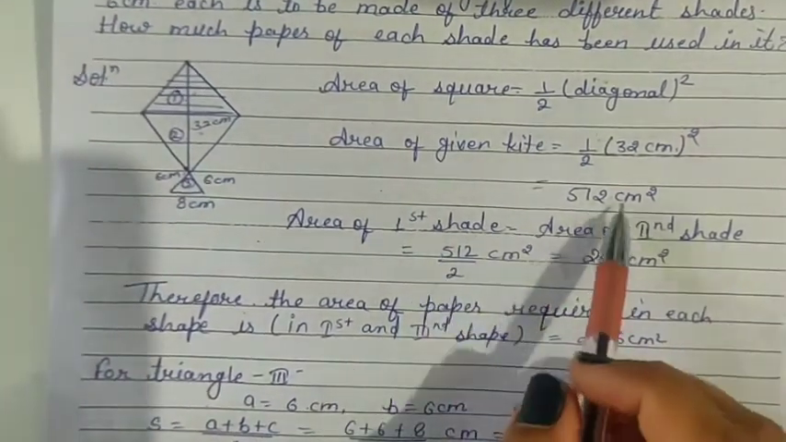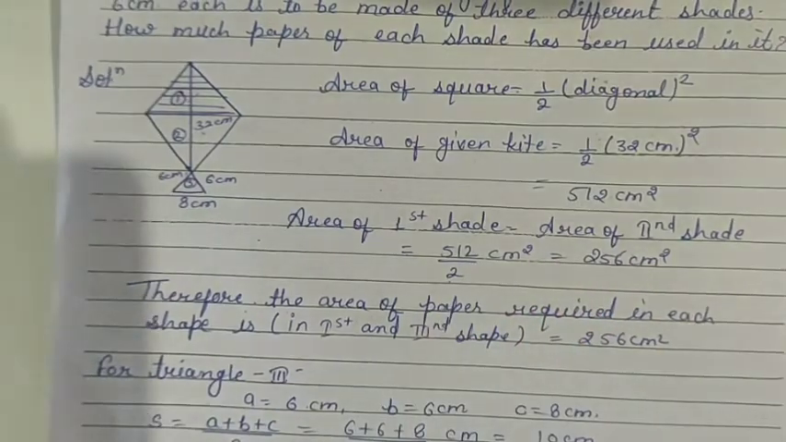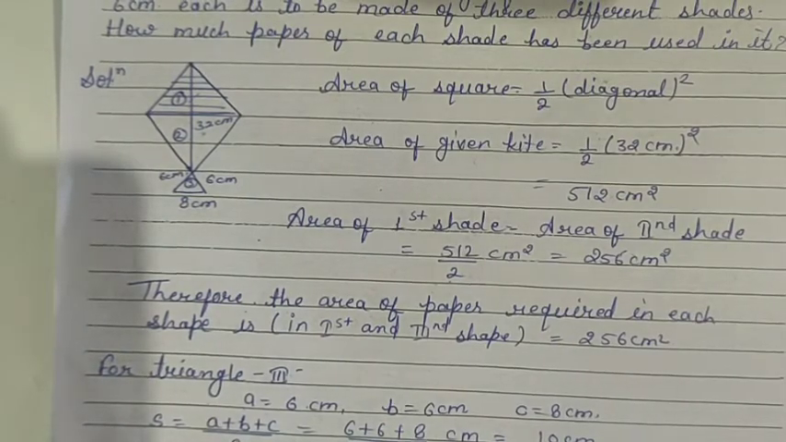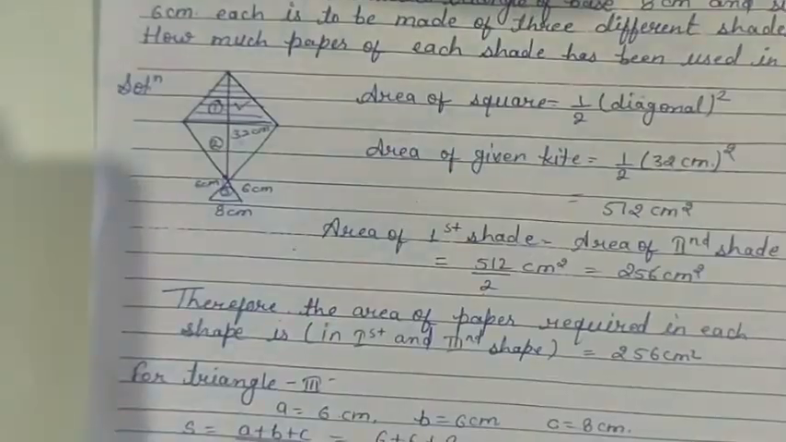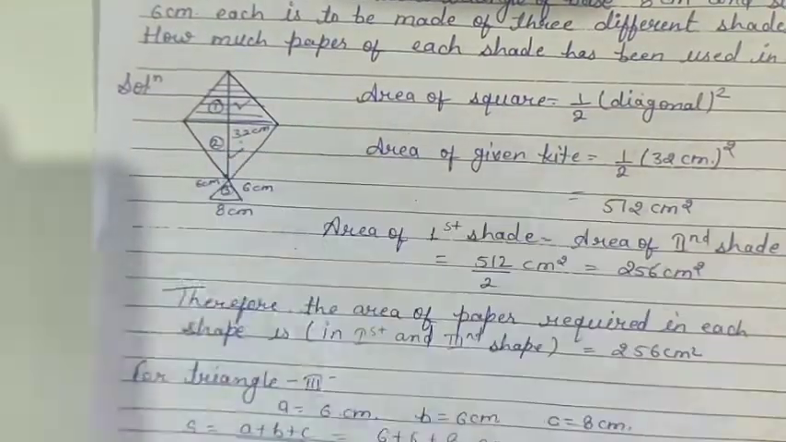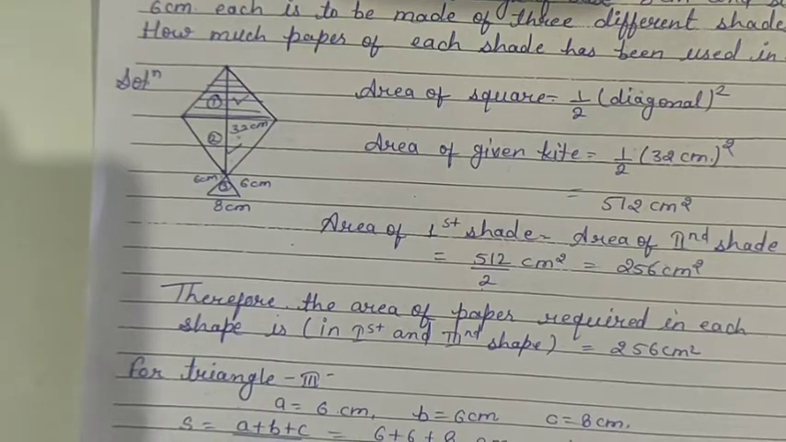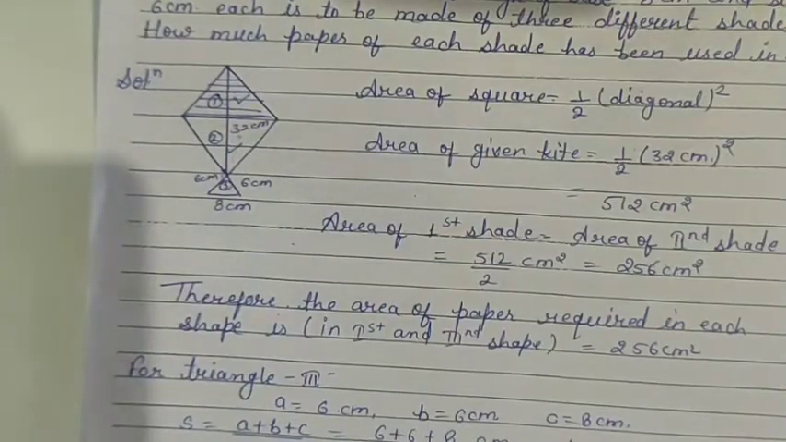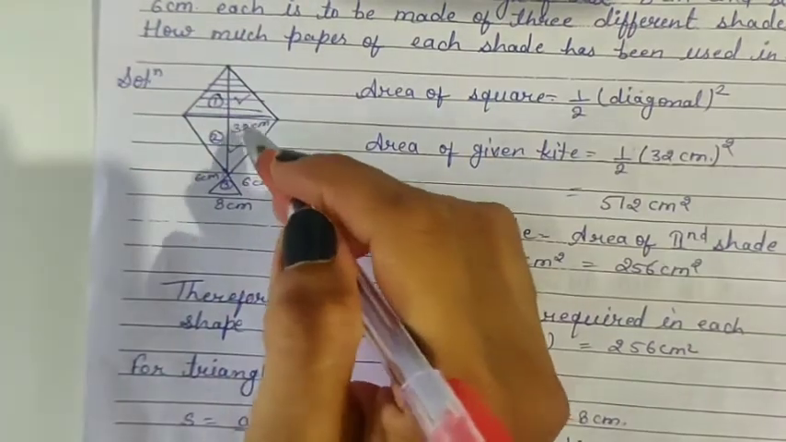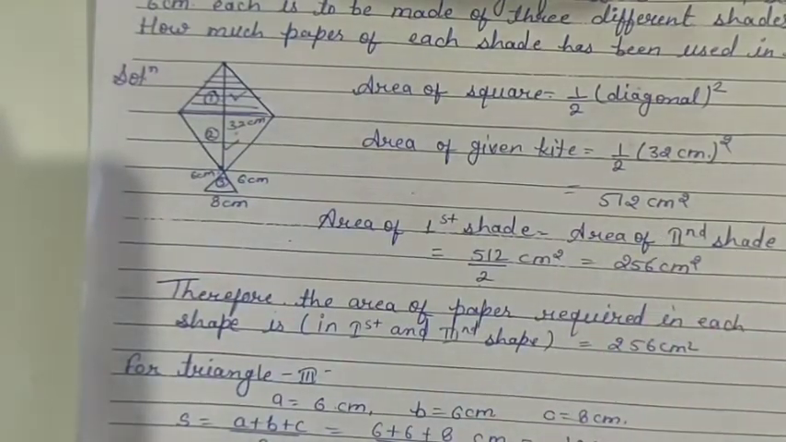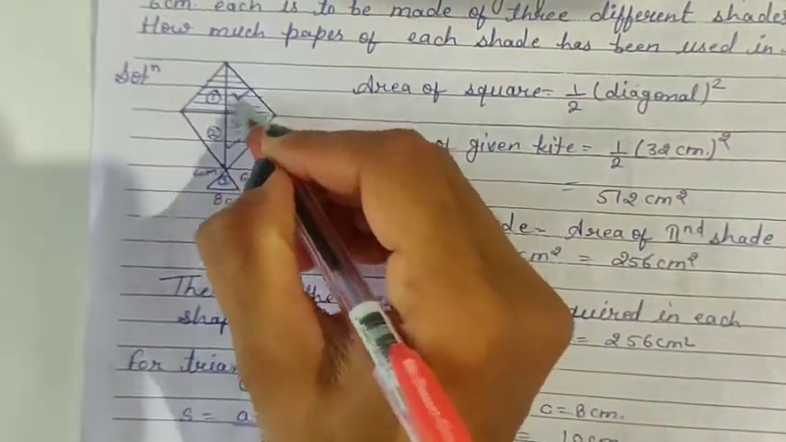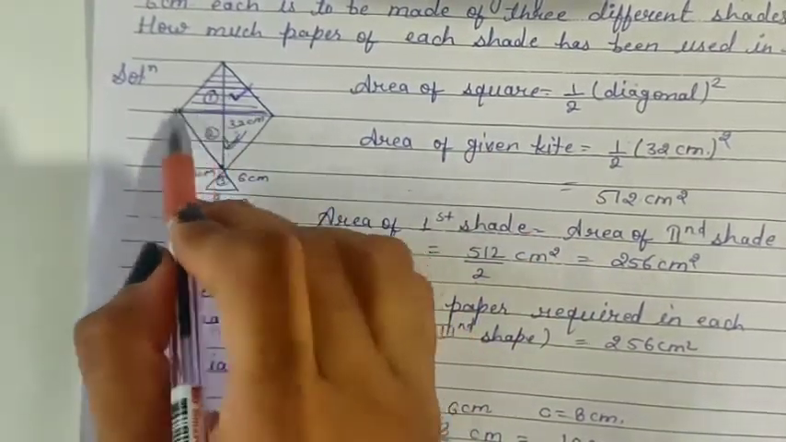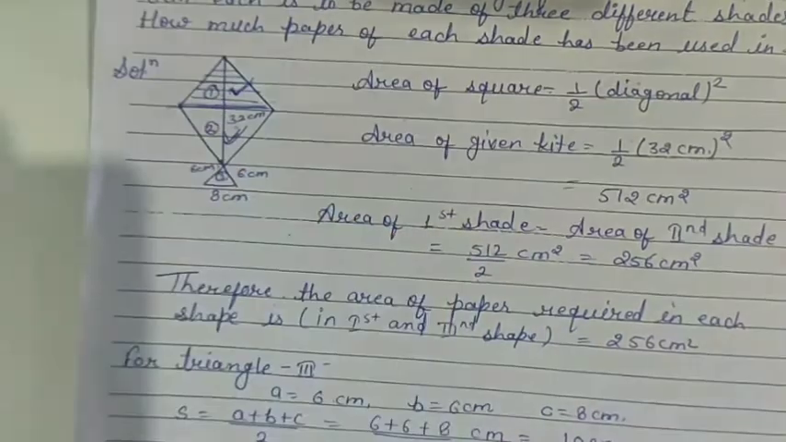So the area of each shade will be equal to 512 upon 2 centimeter square, that is equal to 256 centimeter square. So the area of the first shade is equal to 256 centimeter square, and the area of the second shade is equal to 256 centimeter square. Firstly we find the area of this whole square with the formula 1 by 2 diagonal square. The diagonal is given as 32, then we find 512 centimeter square. So the area of this side equals the area of this side, because this is a diagonal of a square, and this diagonal divides this square into two equal parts.